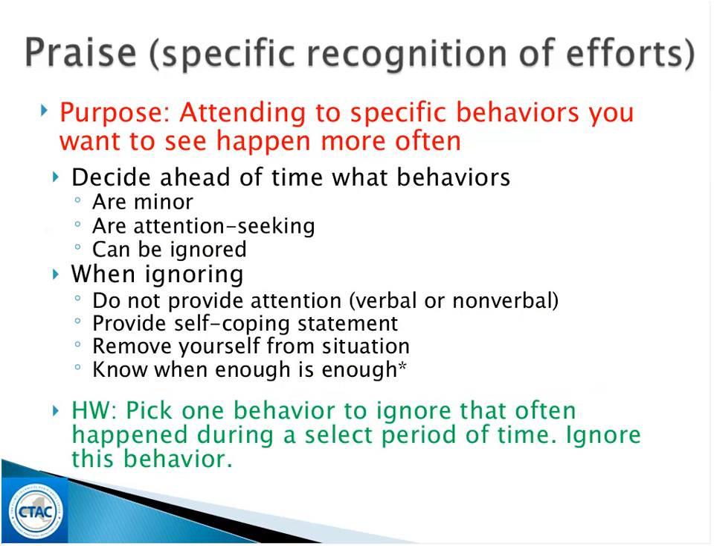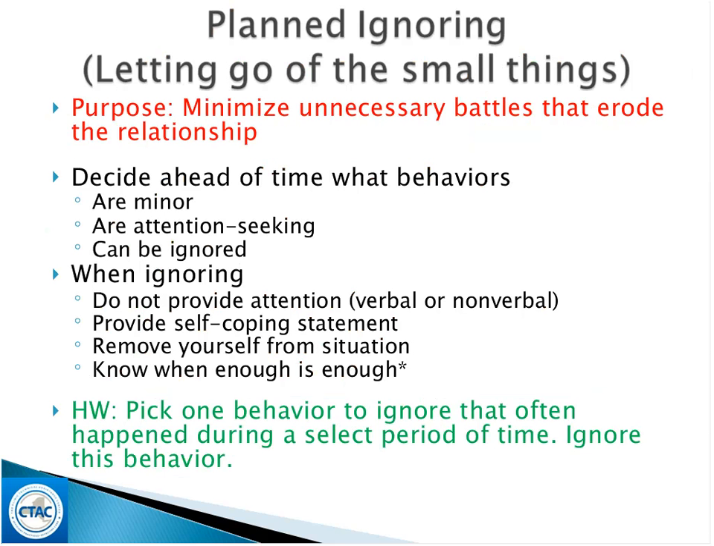And the third is planned ignoring, so letting go of small things. And the purpose here is to minimize unnecessary battles that erode the relationship. And as I just mentioned with specific praise, if you want to see something happen more often, pay attention to it. Well, the same may hold true for negative behaviors. So if a behavior is likely a function of attention seeking, providing that attention to that behavior only makes it happen more often. So planned ignoring is selecting a minor behavior that is attention seeking and planning to ignore it.